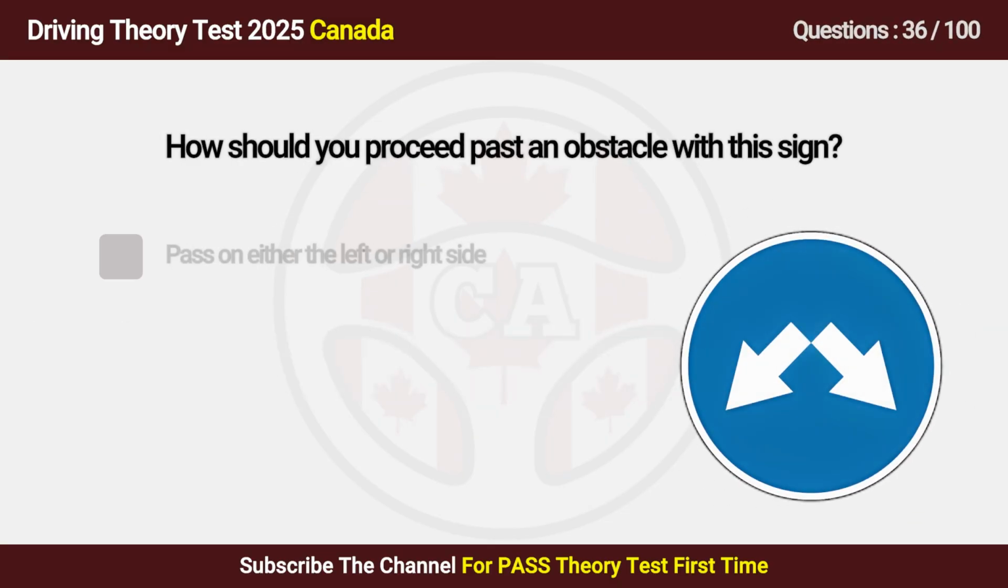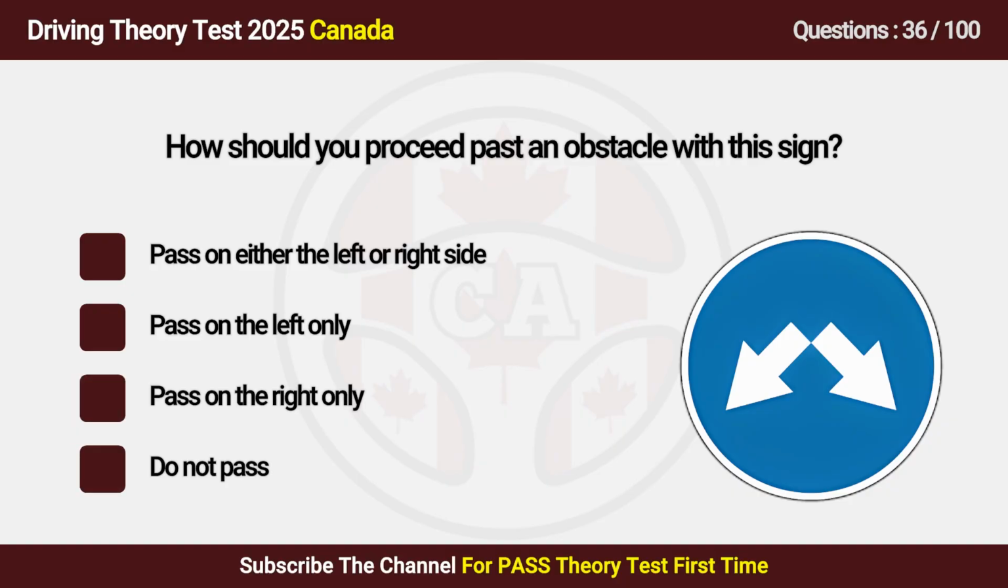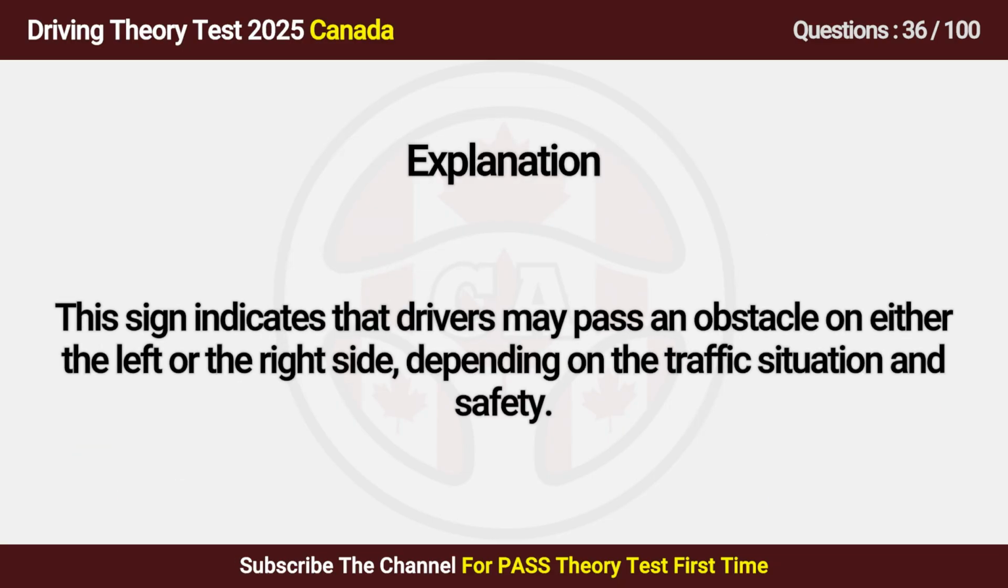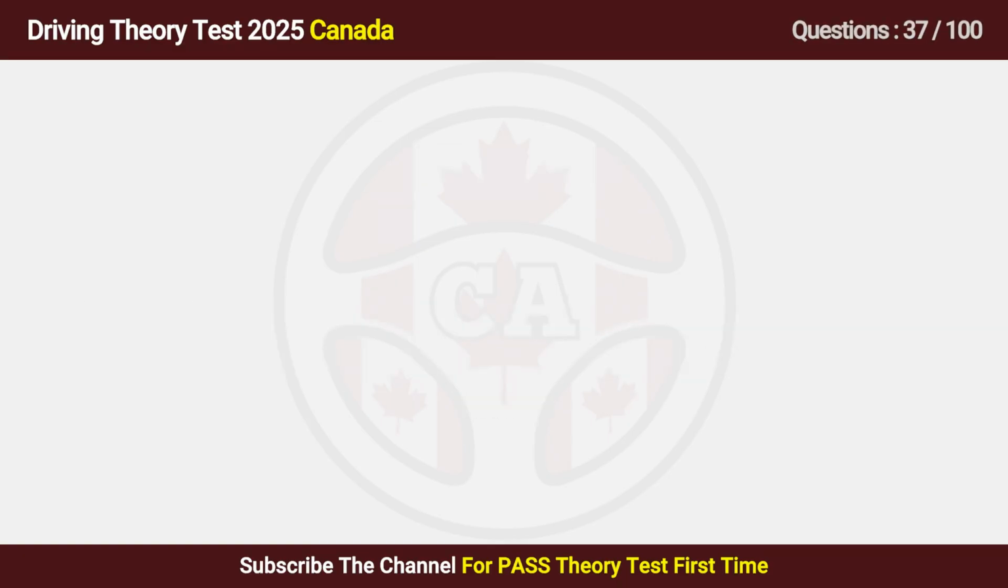Question 36. How should you proceed past an obstacle with this sign? A. Pass on either the left or right side. B. Pass on the left only. C. Pass on the right only. D. Do not pass. Answer is A, pass on either the left or right side. This sign indicates that drivers may pass an obstacle on either the left or the right side, depending on the traffic situation and safety.